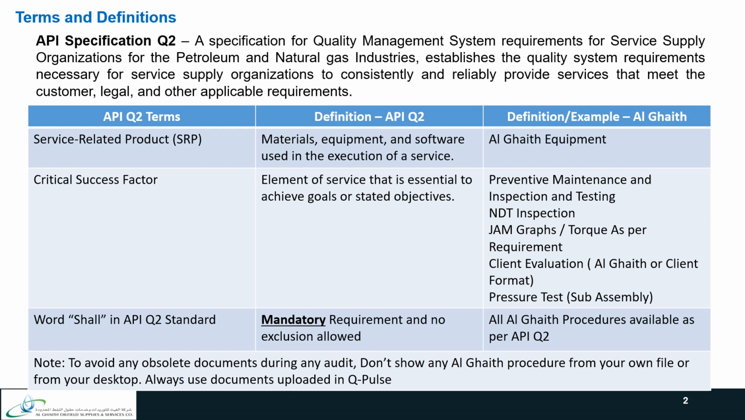pressure test in subassembly. The word shall in API Q2 standard means mandatory requirement and no exclusion allowed. Note, to avoid any obsolete documents during any audit, don't show any Ghaith procedure from your own file or from your desktop. Always use documents uploaded in QPulse.